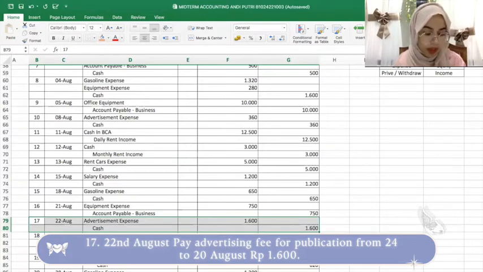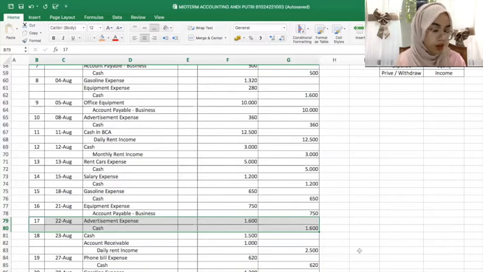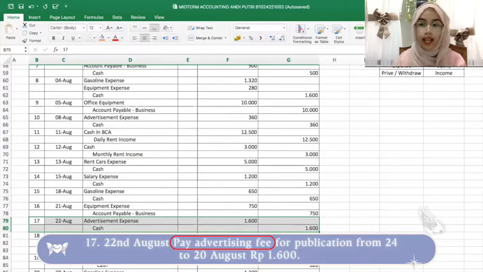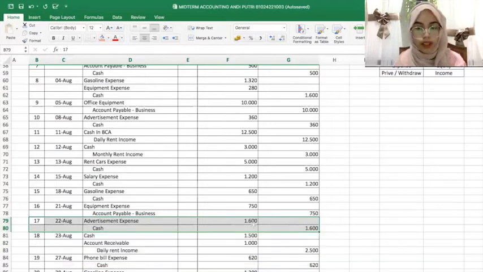For the 17th transaction at 22nd August, pay advertising fee for publication from 20 to 24 August, 1,600. So there are advertisement expense and cash. Advertisement expense is on the debit side for 1,600 because expense is on the debit side, and cash is decreasing, so it will be on the credit side. So cash is on the credit side for 1,600 rupiah.